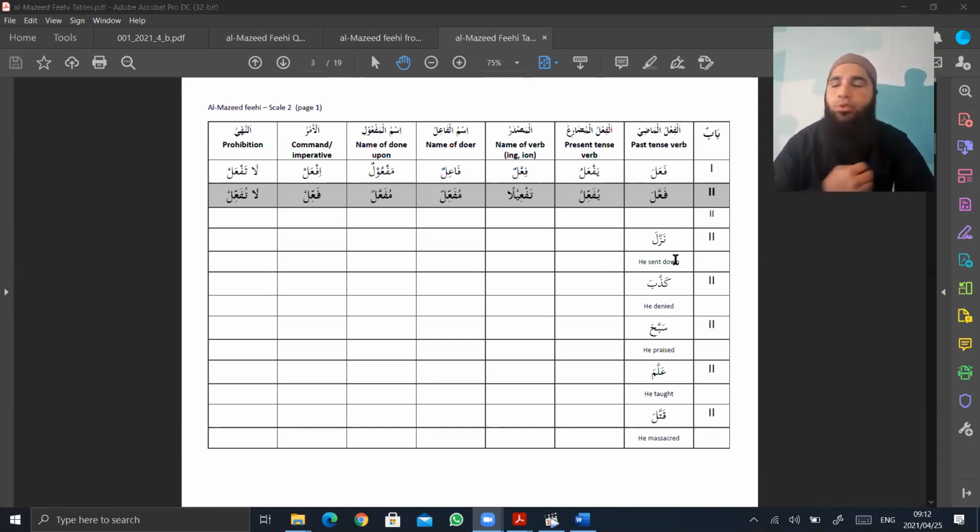Let's take what root letters can we take for today? Let's take حكمة. Ha, kaf, mim. On the first verb, we know hakama means to pass a judgment. On the second verb, hakama will mean to make something a law, or to appoint someone as a ruler, an arbitrator, or a judge. حكما.